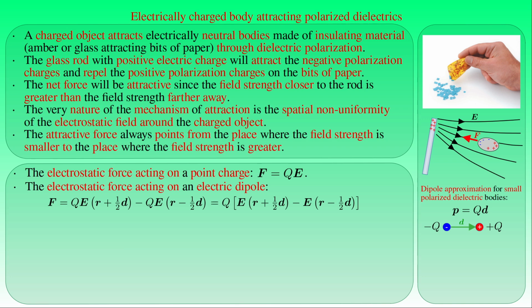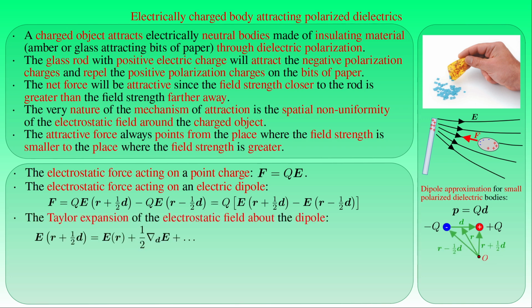For a small polarized dielectric, the distance d is also small, and we can expand the electric field strength about the opposite ends of the dipole at the distance of 1/2 times d from its midpoint. Then the field strength E evaluated at r plus 1/2 times d has the Taylor expansion of the zeroth order term E evaluated at the midpoint r, plus the first order term 1/2 times the directional derivative of E in the direction of the vector d, plus the higher order terms. Similarly, we can expand the field strength E evaluated at r minus 1/2 times d as E evaluated at the midpoint r, minus 1/2 times the directional derivative of E in the direction of d, plus the higher order terms. Here 1/2 is factored out from the directional derivative, which is a linear operator.